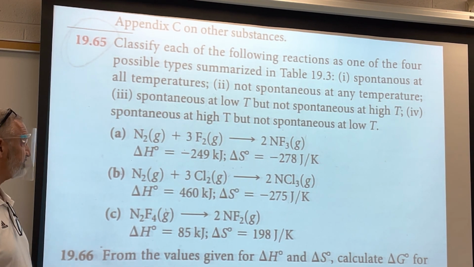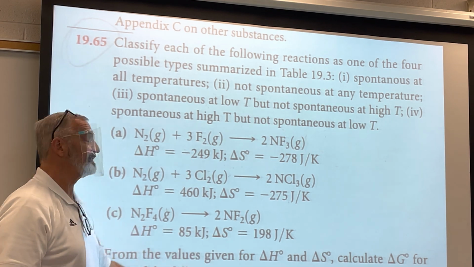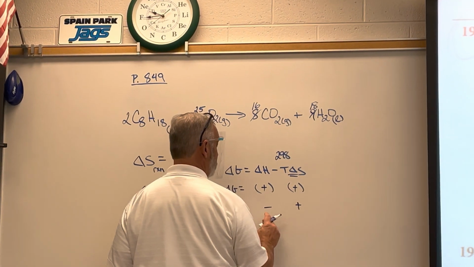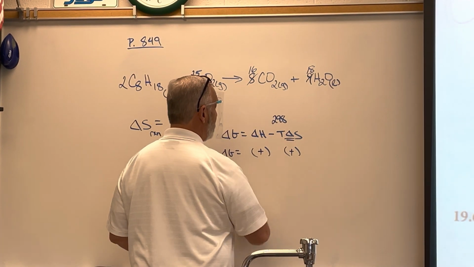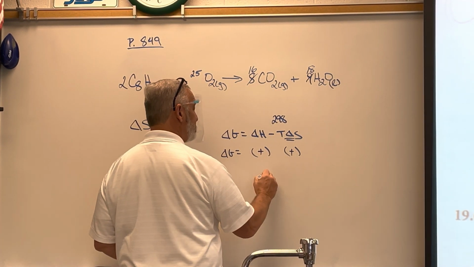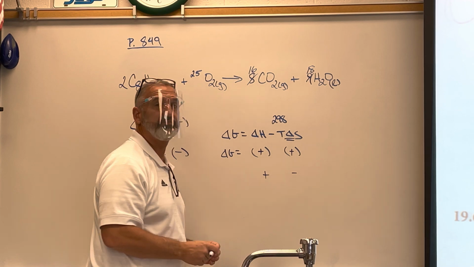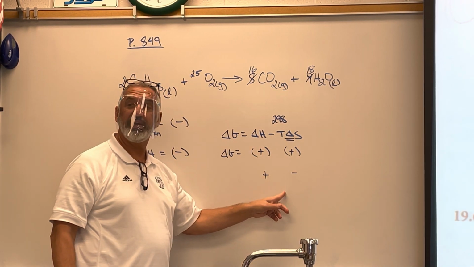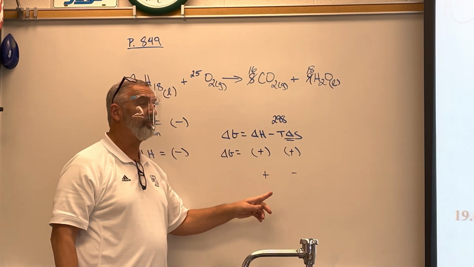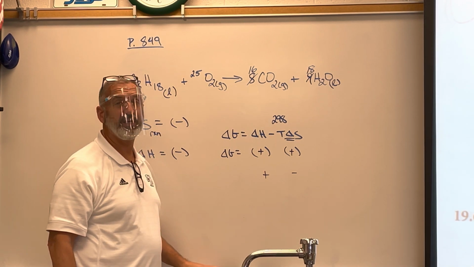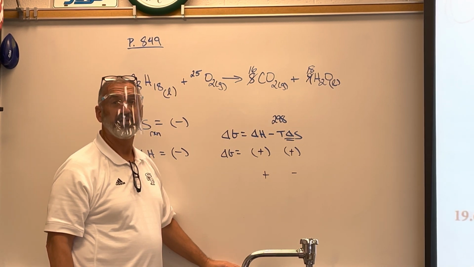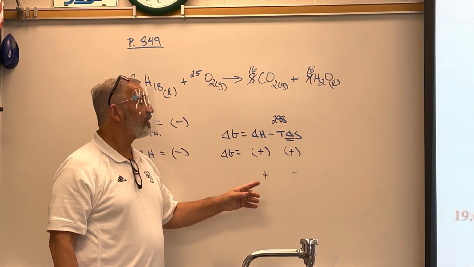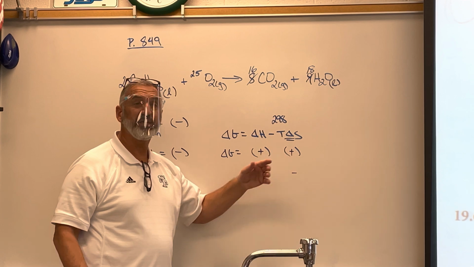Okay? And now we have positive and positive. So now if I have this being positive, that being positive, now it's the equivalent of a positive and a negative. So now increasing the temperature makes this become more negative. So what does that mean as far as the spontaneity? Spontaneous at high temperatures.